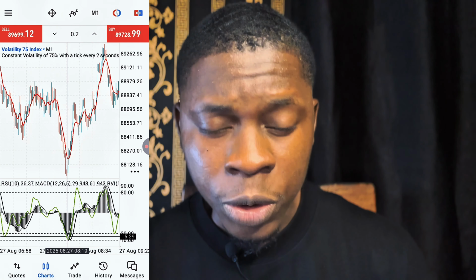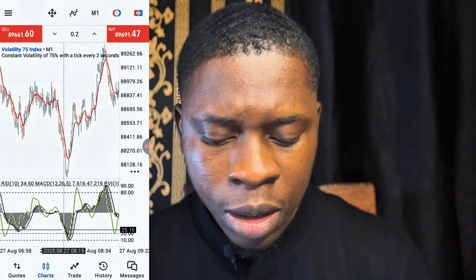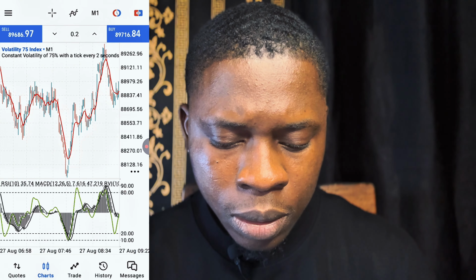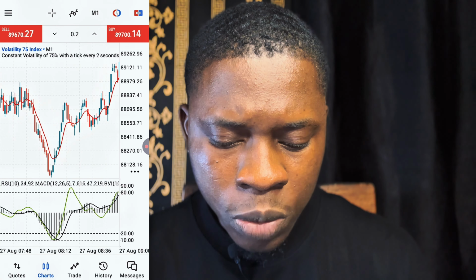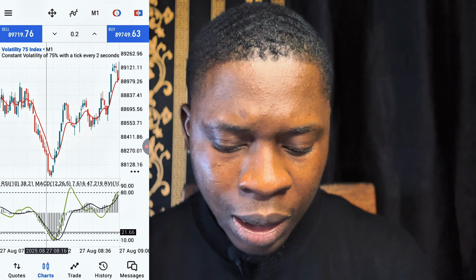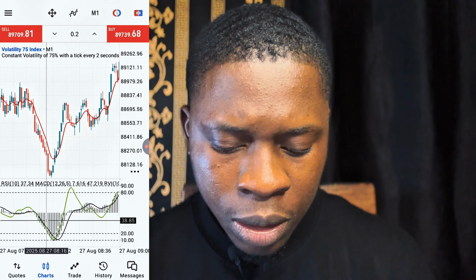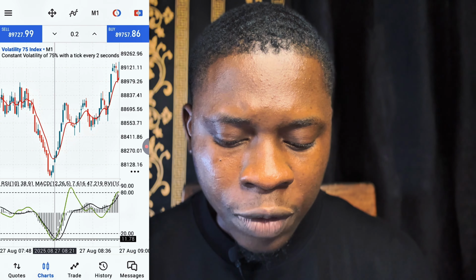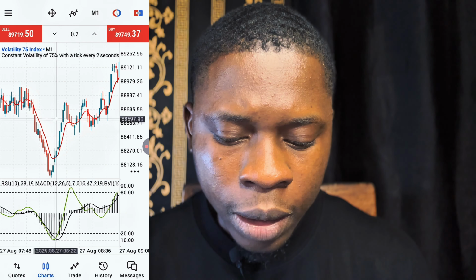You're looking for buy opportunities when it falls below the level 20. If you zoom in a little bit, you can see the MACD right here and this other line, the black and this green line, cross below the level of 20 at this very point. Then you look for your buy.